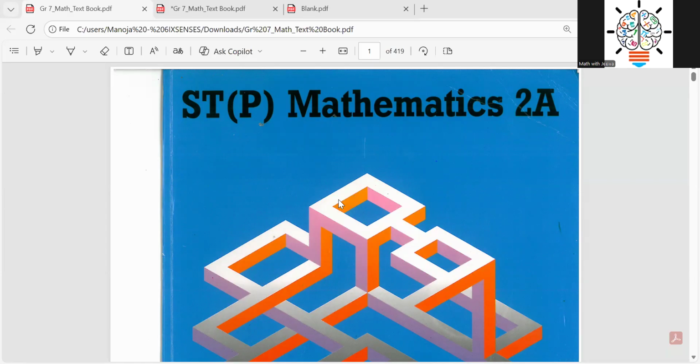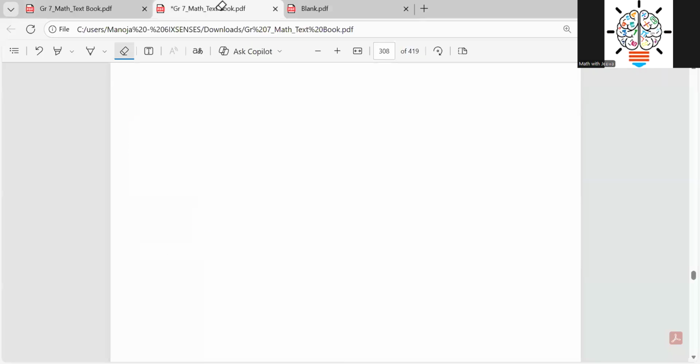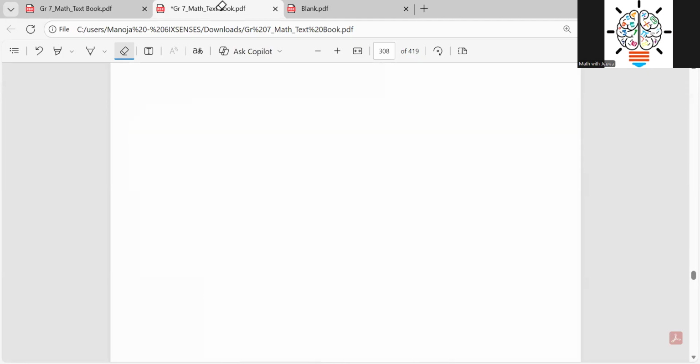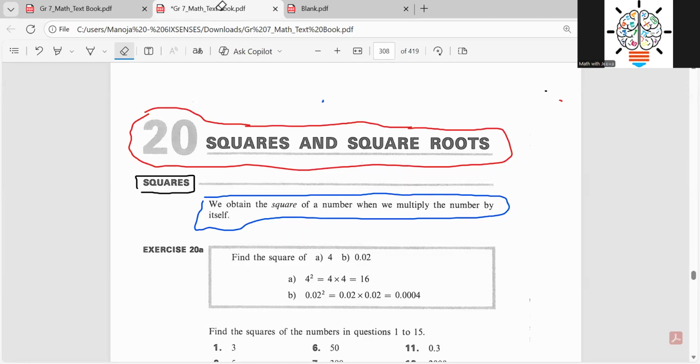Today, I'm planning to discuss your chapter 20, that is squares and square roots. This is a new lesson which normally you cover in the month of January. Sometimes you might have completed this lesson, but see whether you have understood everything completely, and then I will tell you easy steps to get the answers for the questions from squares and square roots.